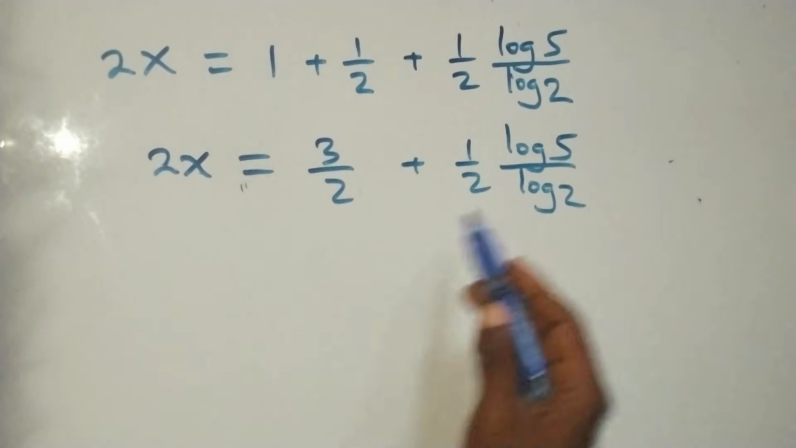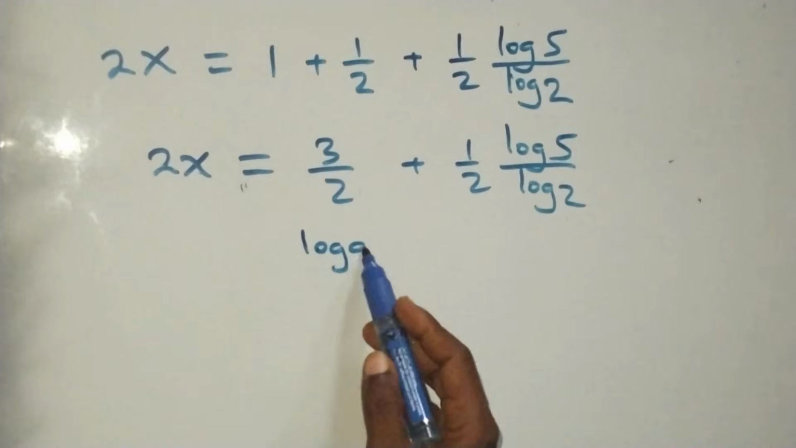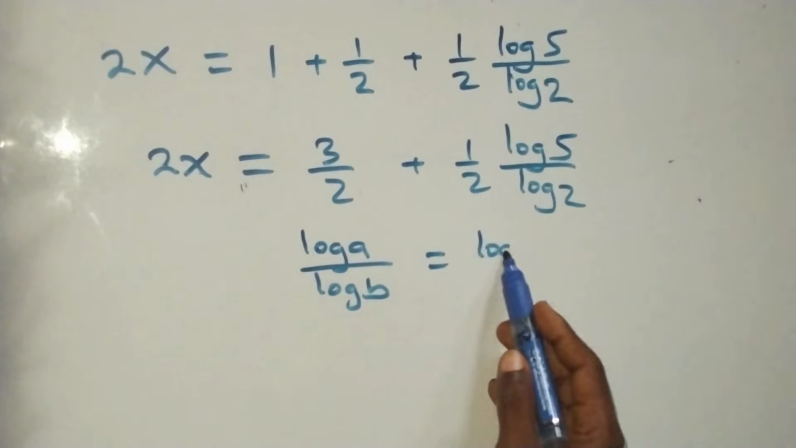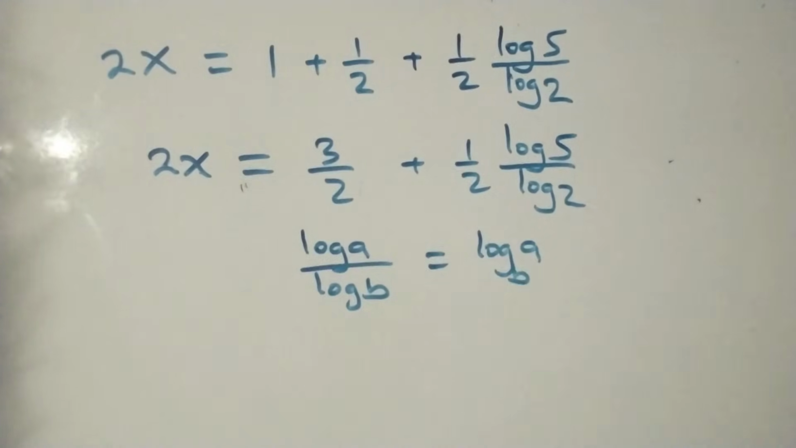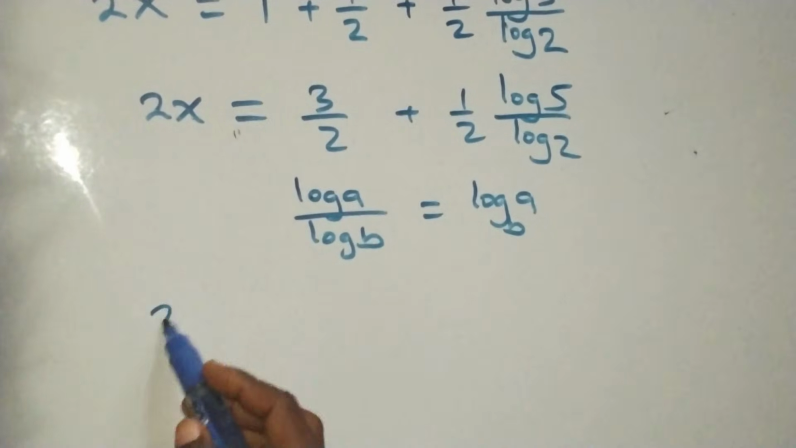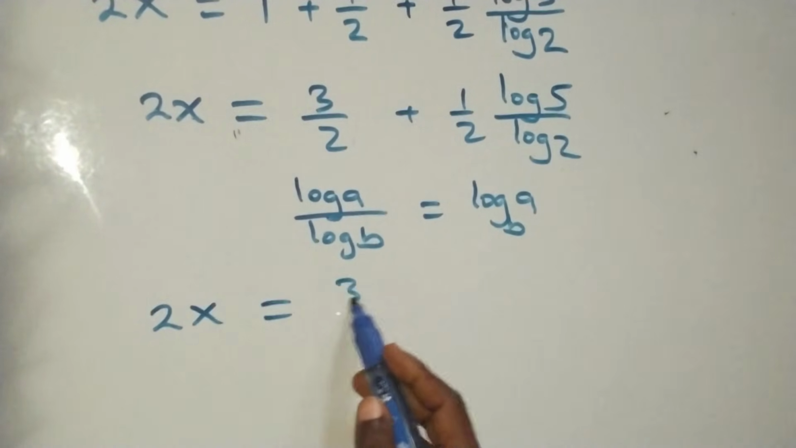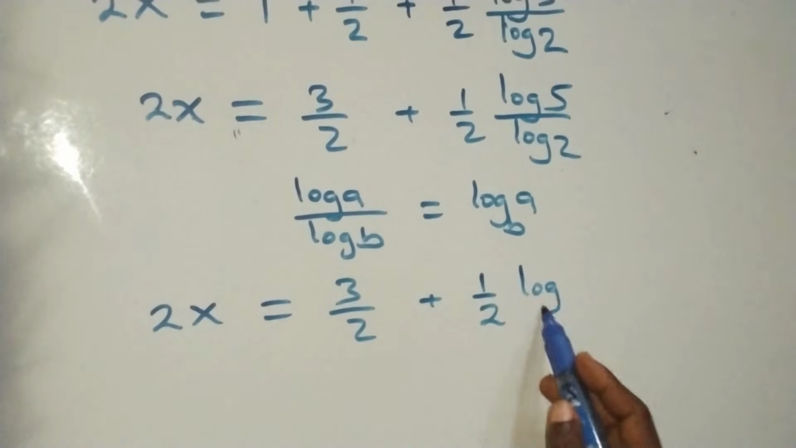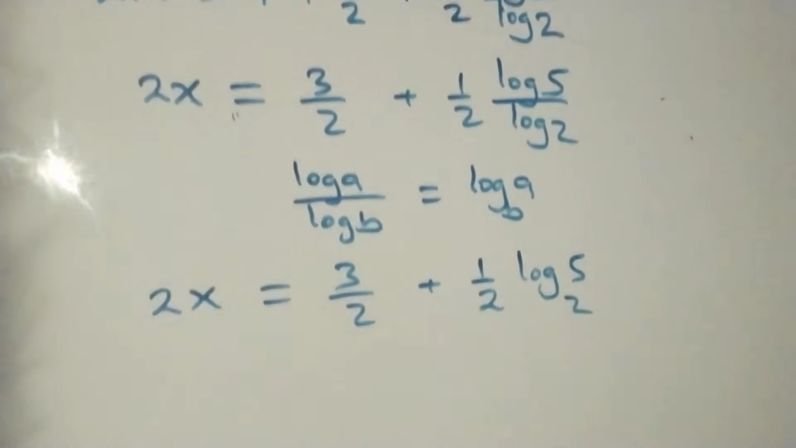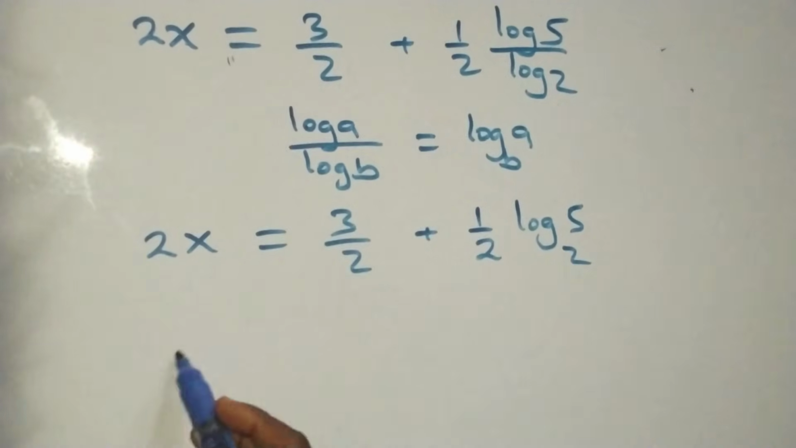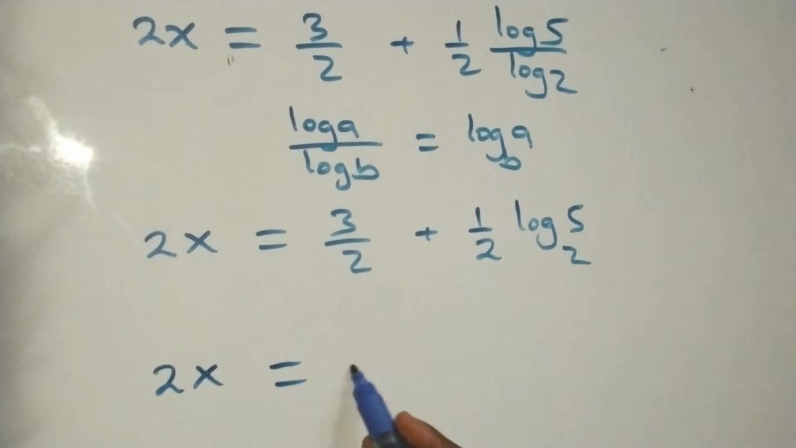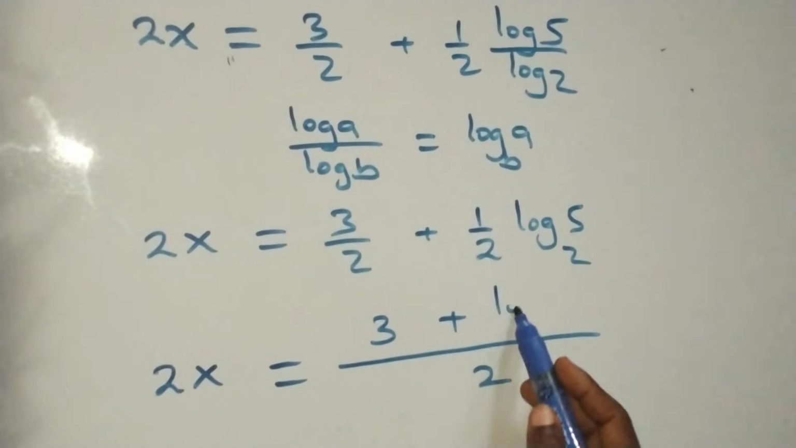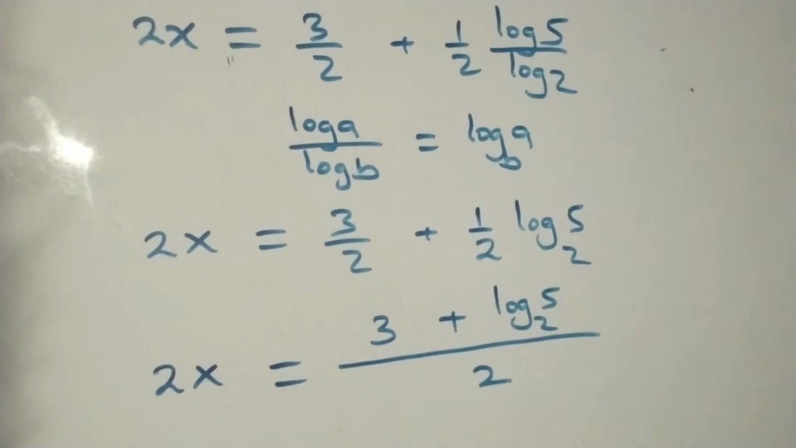Here, we apply change of base. When we have log a over log b, this is the same thing as log a to base b. Here we have 2x equals 3 over 2 plus 1 over 2 log 5 base 2. Then we bring this together as one fraction. We have 2x equals, the LCM here is 2, and this becomes 3 plus log 5 base 2.